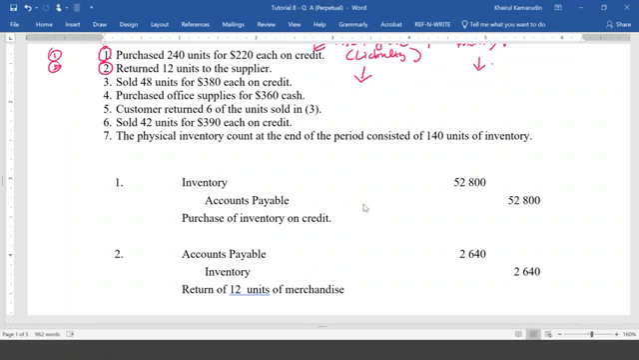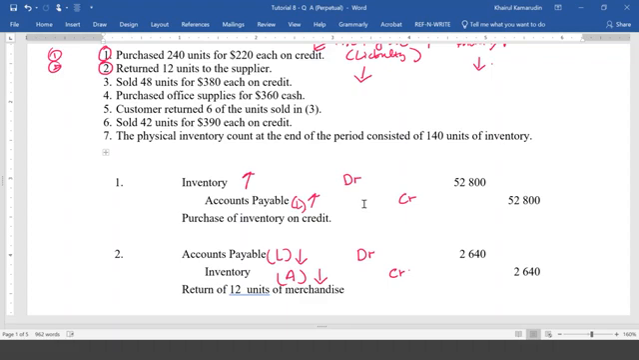Inventory increases, debit 5,280. Accounts payable increases, this is your liability. Credit by 5,280. That's for the first one. For the second one, when you return 12 units of the inventories to your supplier, your liability will reduce. So you're going to debit your accounts payable account and you're going to reduce your asset. Your asset also reduces. You did this very well.